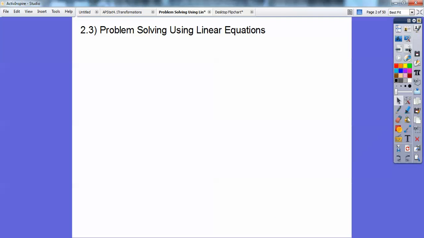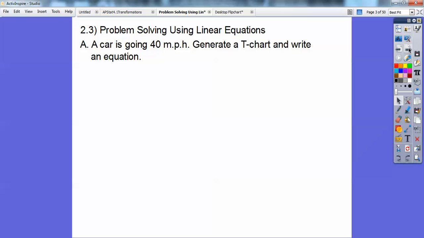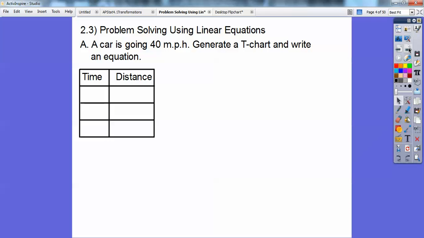Okay, so here's problem solving using linear situations. A car is going 40 miles per hour. That's what MPH stands for. Generate a t-chart and write an equation. Okay, so there's a t-chart. That's what they want. Then we're just going to put some random times in here, you guys. So let's just plug in. I just plugged in 1, 5, and 6. The H stands for hours, because it's miles per hour right here.